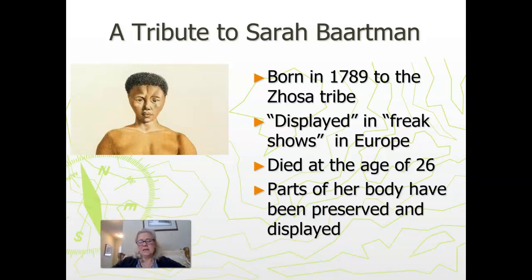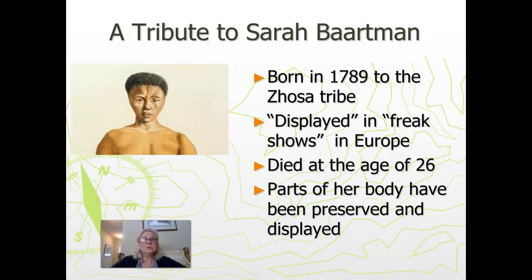She was born in 1789 to the Xhosa tribe. I've talked about the Xhosa before. They were the ones that were involved in the great cattle killing. She was basically kidnapped from her home and displayed in freak shows in Europe. So people would pay money to go see her. Of course, she didn't get the money, and she was put in something like a cage for them to see her.